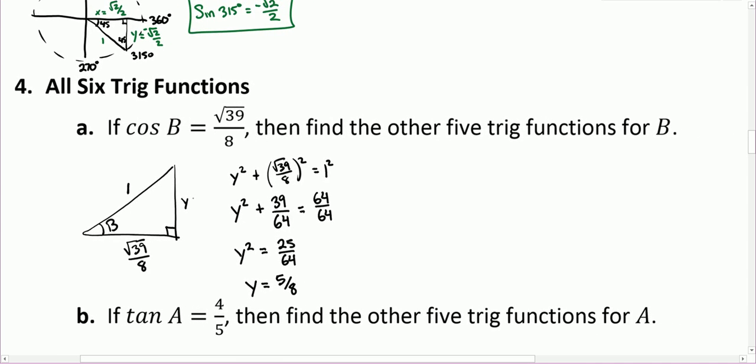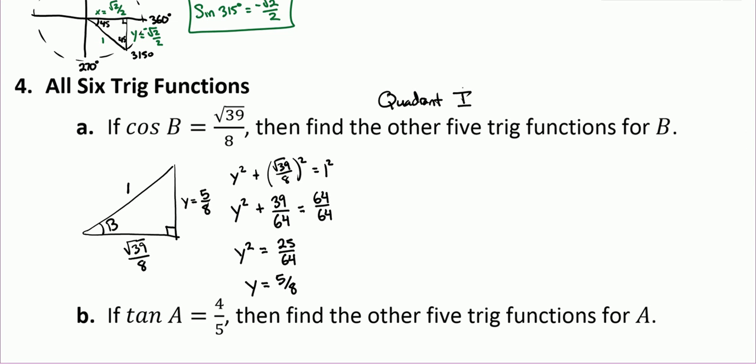Well, the question here is, is it positive or negative? And so we're going to have to assume something here. Let's assume we're in quadrant 1. Because if we were in quadrant 4, the cosine would be positive, but the sine would be negative. So let's assume we're in quadrant 1, so we know that the sine is positive. So the other 5 trig functions: now we just found sine. So the sine of b is 5 over 8. The reciprocal of sine is the cosecant. So we know the cosecant of b is 8 over 5.